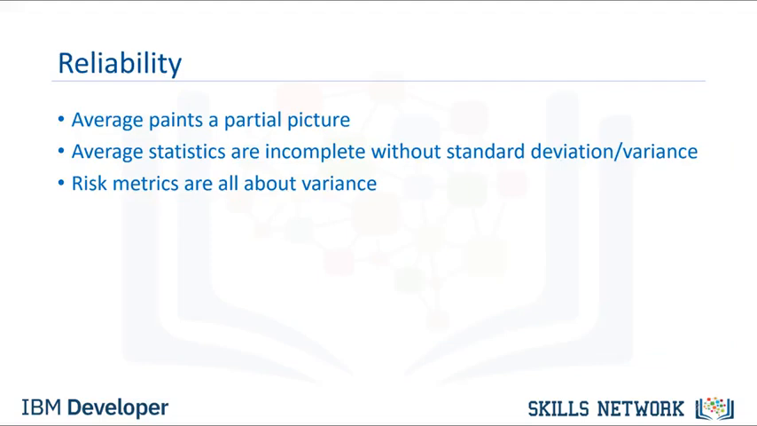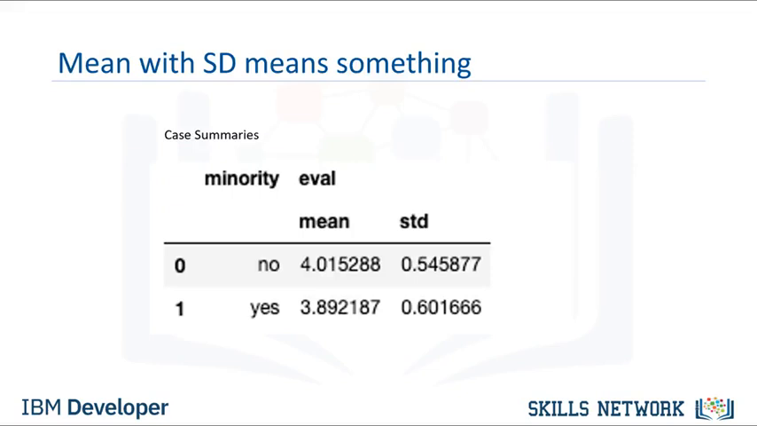The main takeaway is that average will only paint a partial picture. If you really want to understand the complete picture about a variable or data set, it is important to compute both the average and the standard deviation to get insights on what the data is telling us. So a mean with a standard deviation means something more useful than the mean by itself.